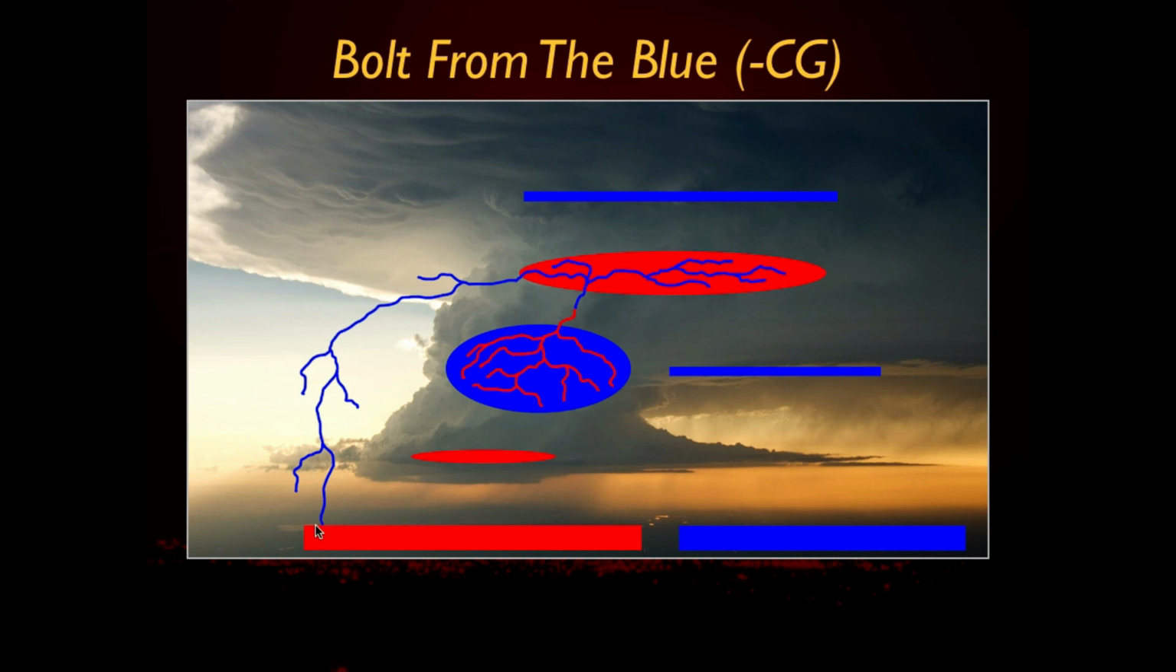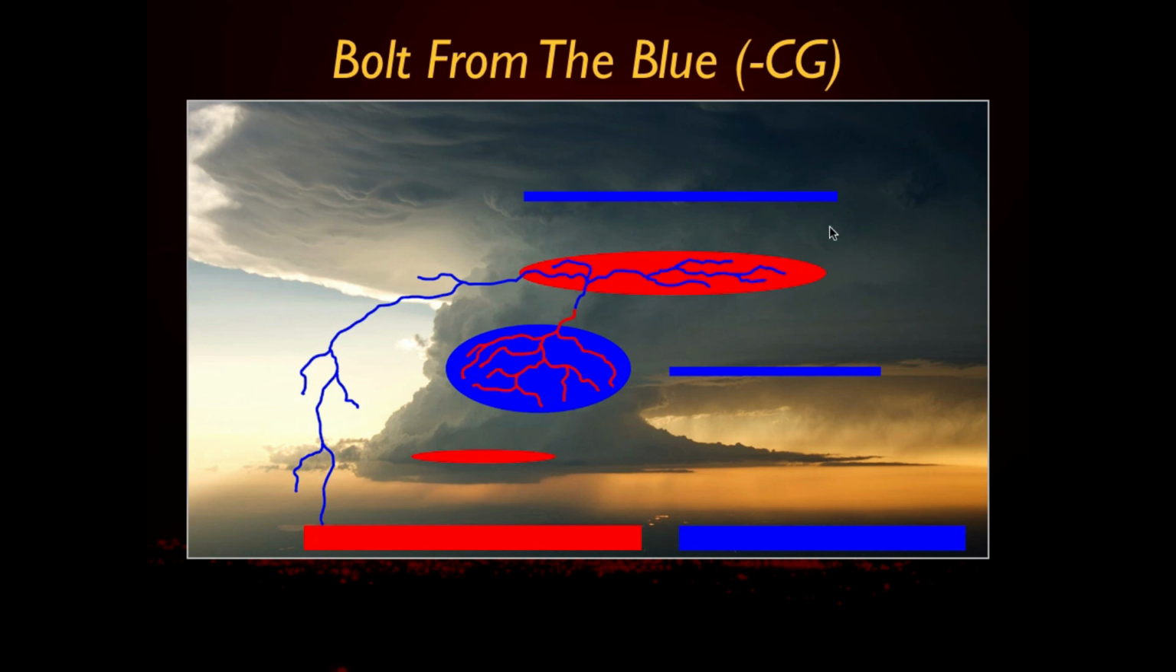And a majority, if not all of these, I haven't read all of the dissertation yet, were associated with negative cloud to ground flashes, so that there's a negative leader that exits the cloud and propagates to ground.